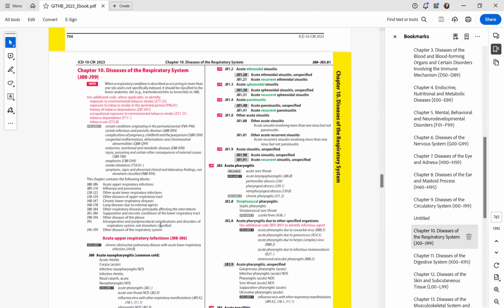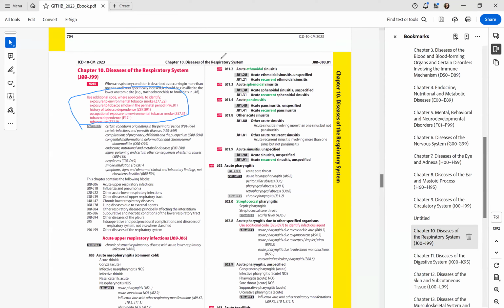This is another chapter that has a lot of information such as this. Use additional code where applicable to identify exposure to environmental tobacco smoke, exposure to tobacco smoke in the perinatal period, tobacco dependence, and a lot of other things related to tobacco. We definitely want to make sure that we pick all these up.